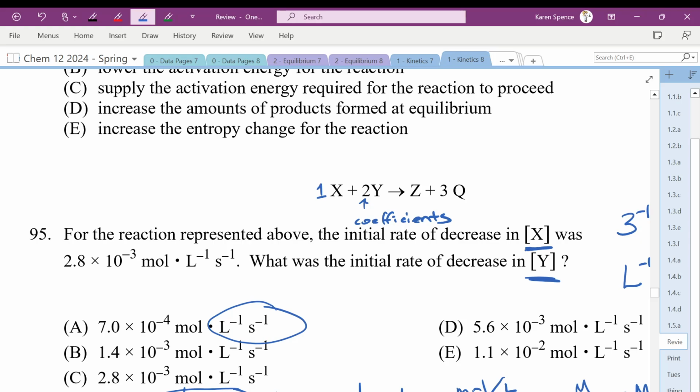So if we are using up x at a rate of 2.8 times 10 to the minus 3, then we're going to be using up y at 2 times that amount, 2 times 2.8 times 10 to the minus 3. And so that's going to become 5.6 times 10 to the minus 3. Anything else?